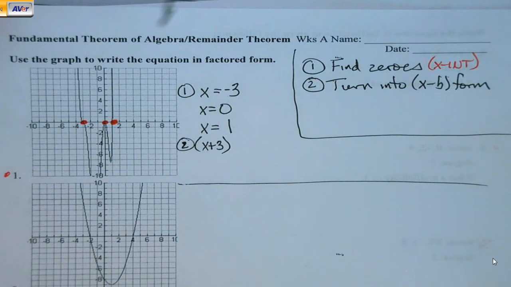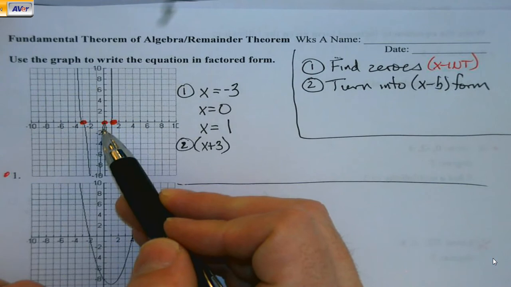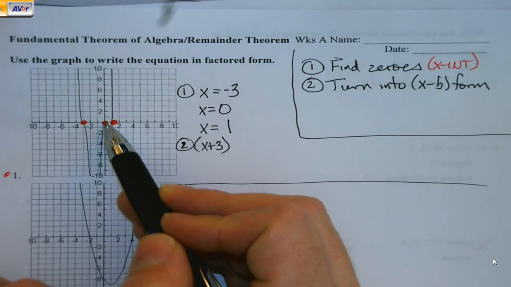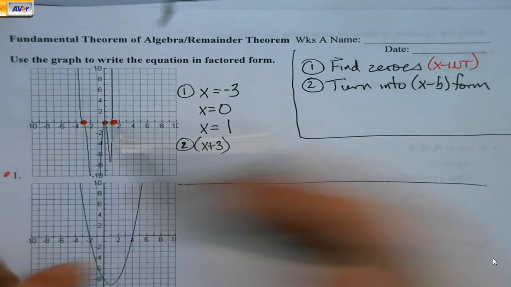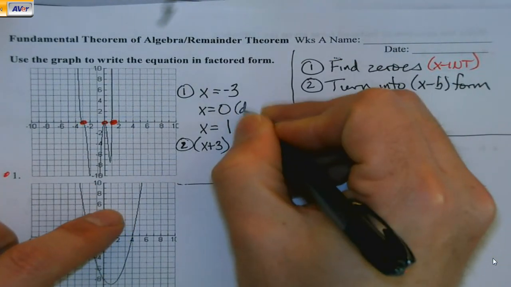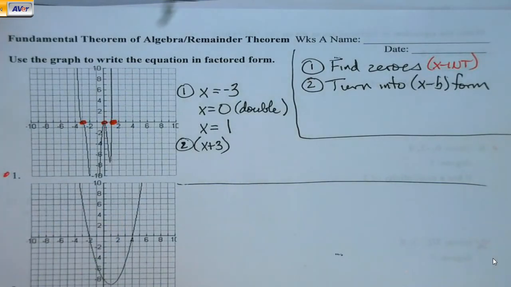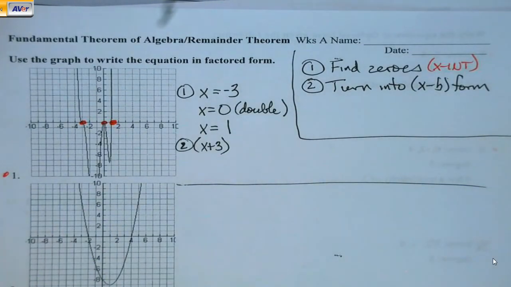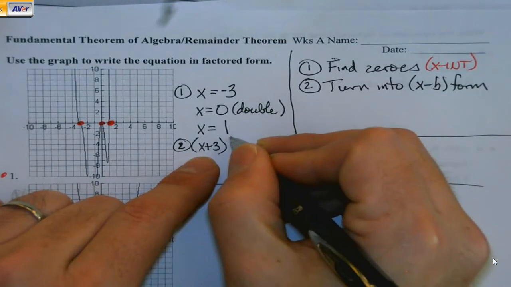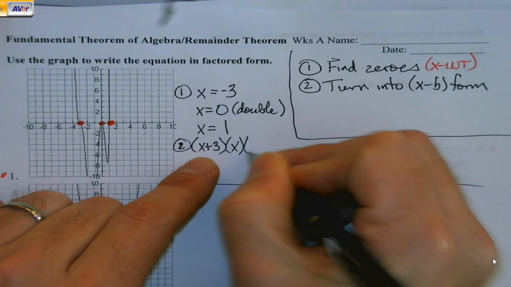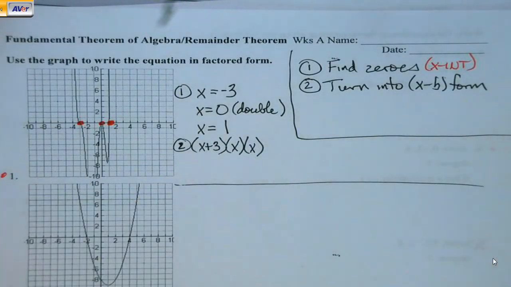But here's the kicker. Yesterday we talked about when we have something called a double root, something that bounces. Notice here that my graph comes up to the 0 and then it goes right back down. It doesn't really go through. So this one is one of our double roots. Well, what does that mean? That means we're going to put it in here twice. So we're going to have x, and we're going to have x, because anytime it just touches and then goes back down, it's going to be a double.